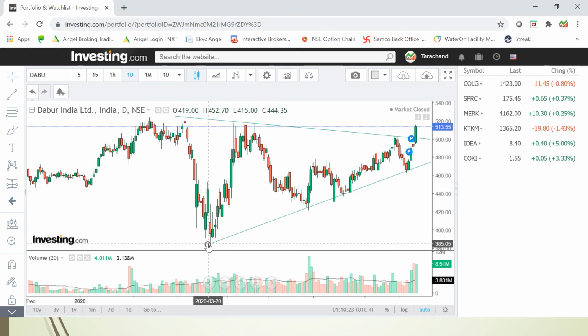Target will be exactly, so your up move should be equivalent to the height of this triangle at the base. Okay, so a lot, right? So now that is the minimum, you can say that is the decent medium level target based on this pattern. Now in between, what are the targets and what could be the more details which you can go into based on your short term, medium term, long term kind of view on Dabur.